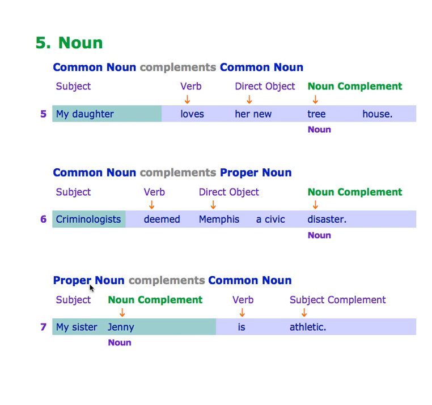Another application is proper noun complements common noun. So on the subject side of the sentence, we see the noun Jenny. It's a proper noun, and it's complementing a common noun, sister. Now, in some of my other videos, I classify these as name complements, and you can see my videos for that. But today I'm just doing this particular classification. We're sticking with this one here.